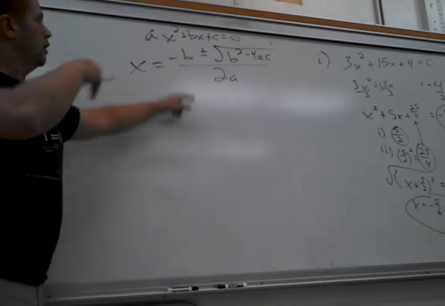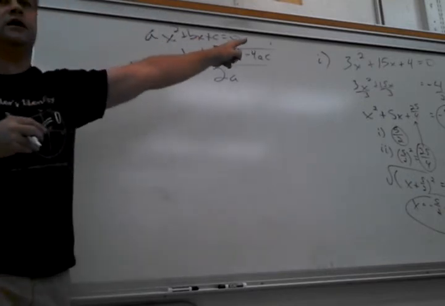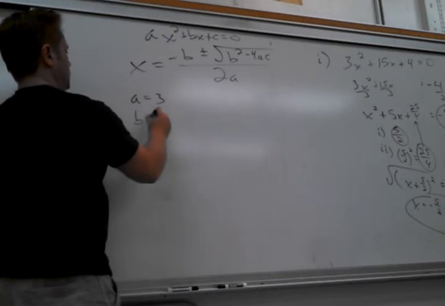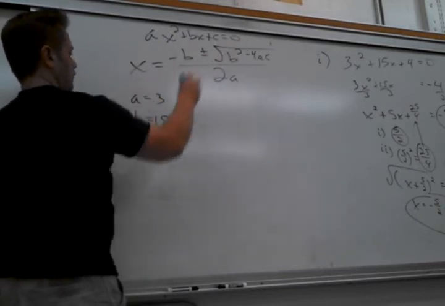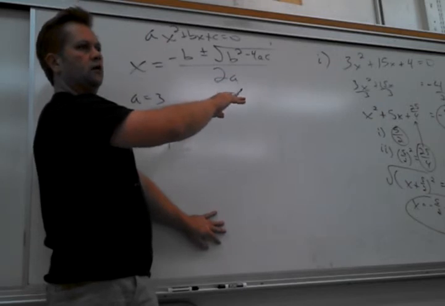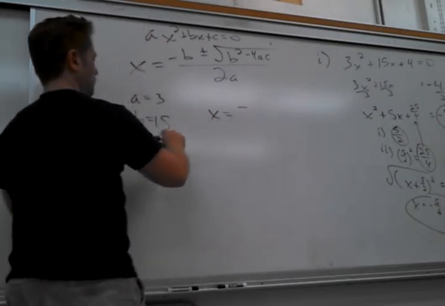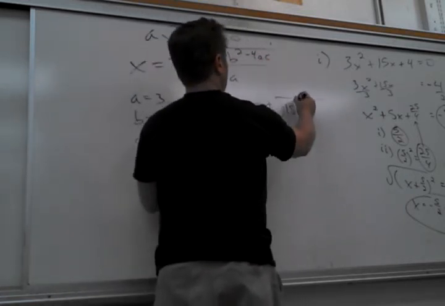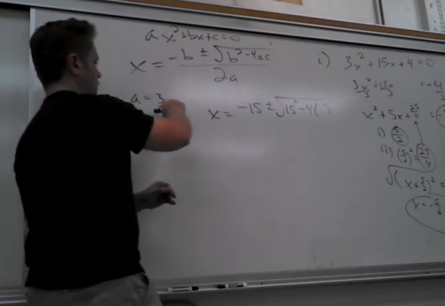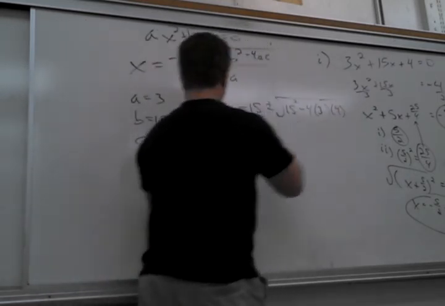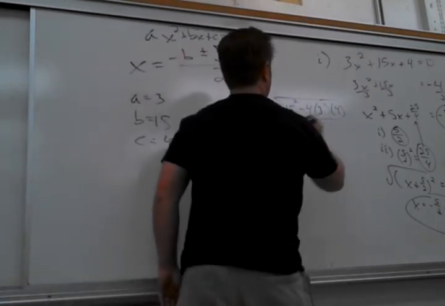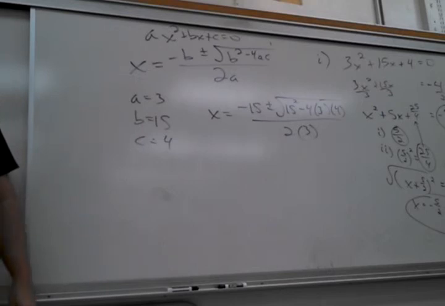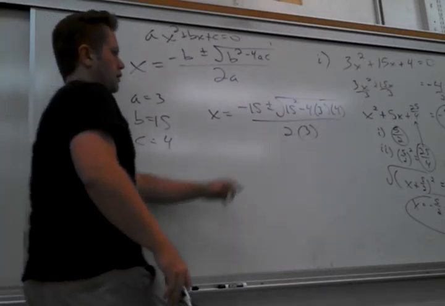But right now, if it's in that form, tell me, for the problem we just did, what's a? 3. a is 3. b is 15. c is 4. So if I just plug the stuff in there, x equals negative 15 plus or minus the square root of 15 squared minus 4 times 3 times 4, because it's c, divided by 2 times 3. And it's going to give you that same answer. Yeah, it'll give me the same answer.